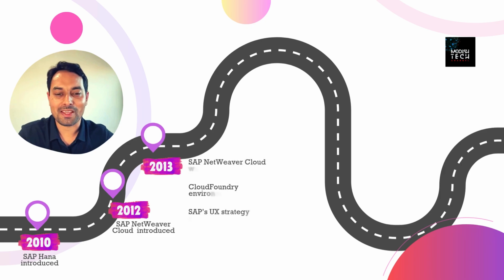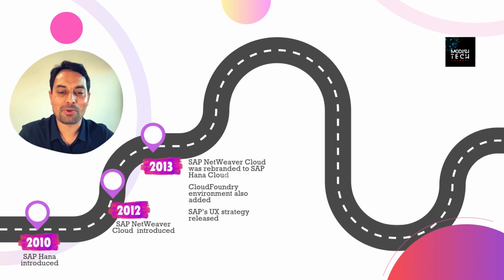But one year later, SAP, as it's famous for, changed the branding. SAP NetWeaver Cloud was called SAP HANA Cloud Platform, and many of us know about it. So, this is where people started knowing that SAP has entered into the world of cloud computing. But 2013 is famous for other events too. For example, SAP started its investment in Cloud Foundry environment, and that was added actually to SAP Cloud Platform. Sorry, SAP HANA Cloud Platform at that time. And in the same year, SAP also introduced the UX strategy.